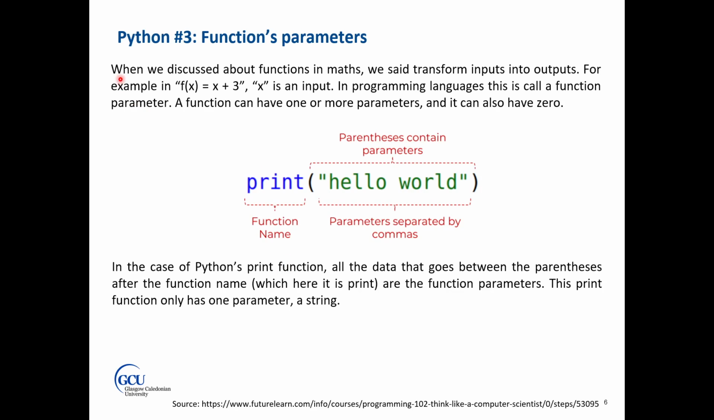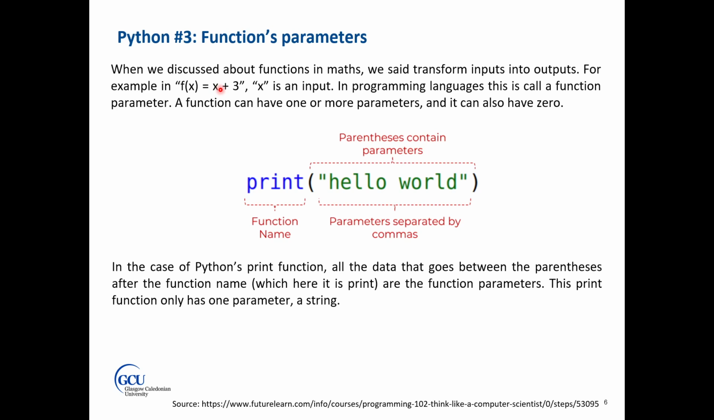So the next thing that we're going to discuss is function parameters. When we discuss functions in maths, we said that it transforms inputs into outputs. For example, if we have f(x) equals x plus 3, x is an input, and then we are going to have a number like 6, which is going to be replaced here, and then the output of this is going to be 6 plus 3, which is going to be 9.